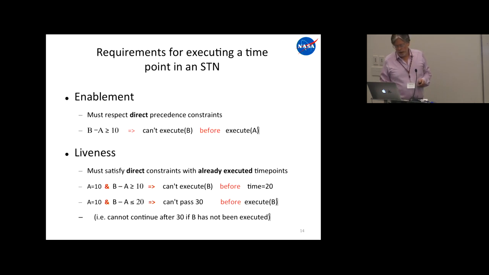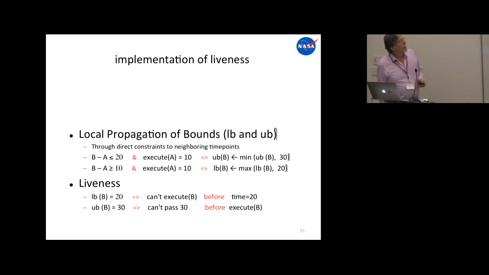Okay, let's see. All right. Finally, these are the updates of local propagation of bounds. The property here is if you have a lower bound of 20, that implies you can't execute B before time 20, and if you have an upper bound of 30, you can't pass 30 before executing. And that's pretty obvious, right? Those are rules that the dispatcher has to follow to enforce this liveness property, right?